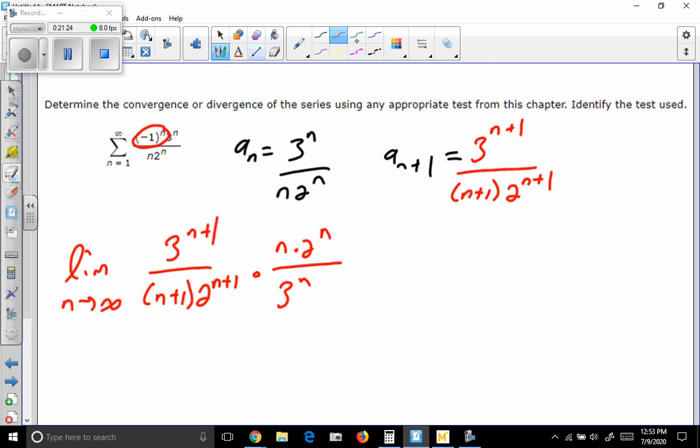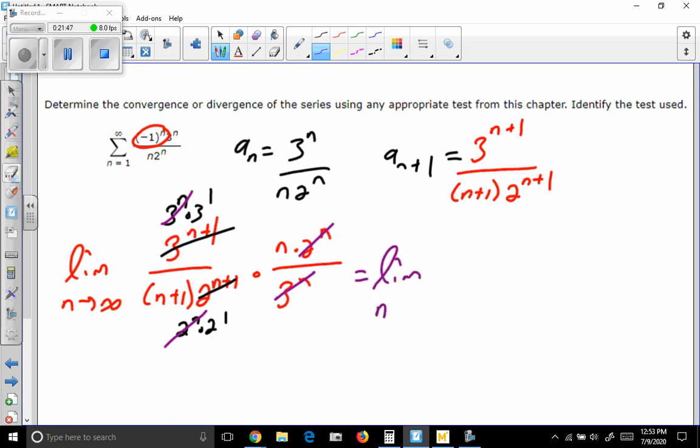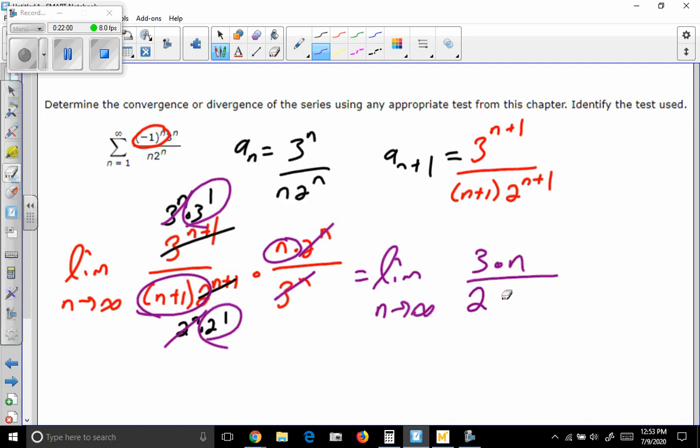So we need to simplify this a little bit. We can rewrite this as 3 to the n times 3 to the first. We can call this 2 to the n times 2 to the first. So that 3 to the n and that 3 to the n cancel. That 2 to the n and that 2 to the n cancel. So what are we left with? We're left with a 3 on top, a 2 on bottom, an n on top, and an n plus 1 on bottom.